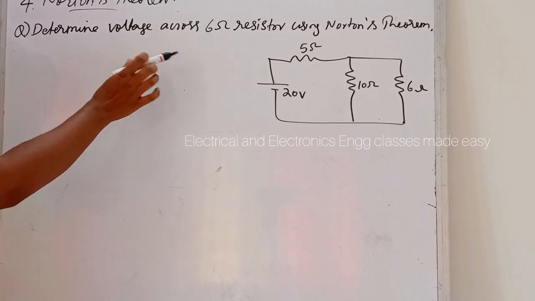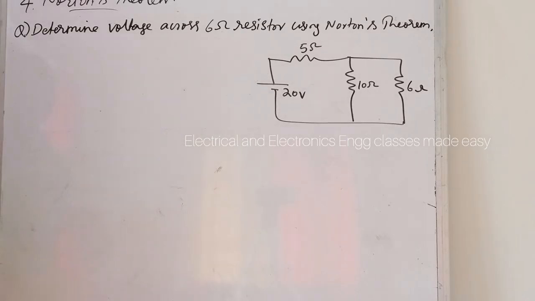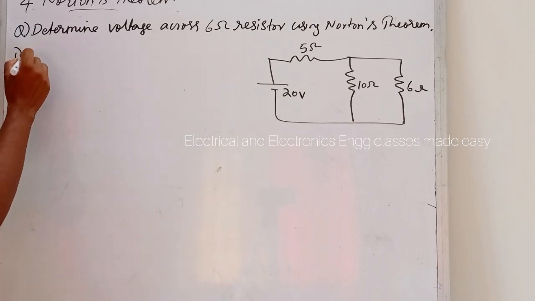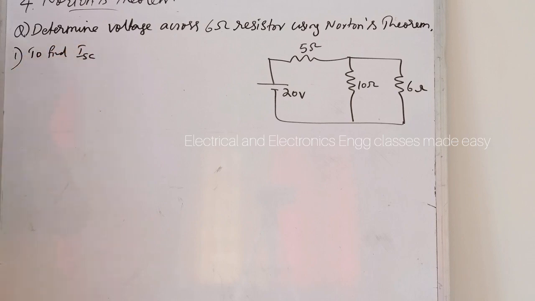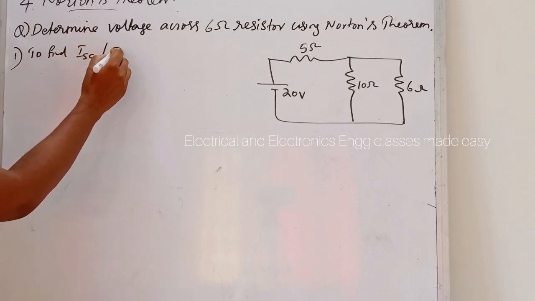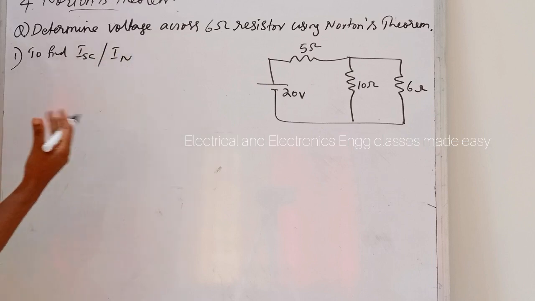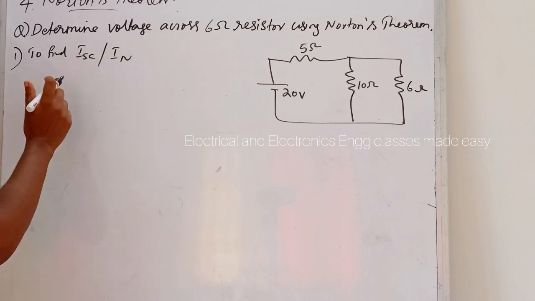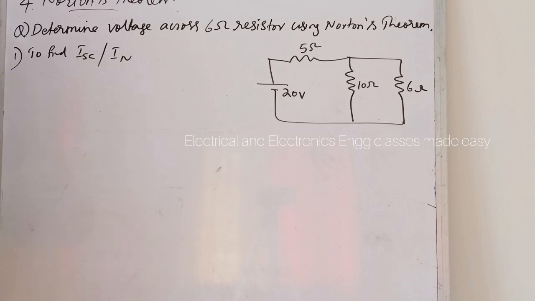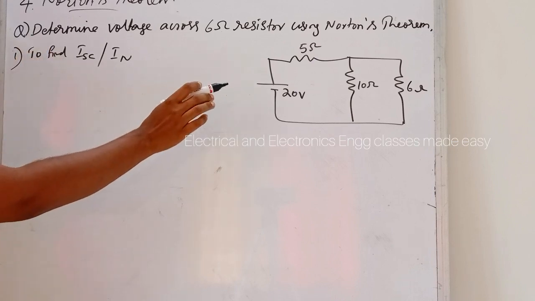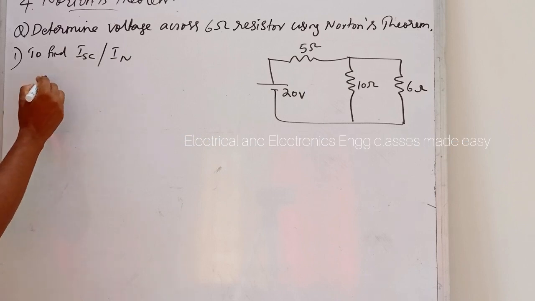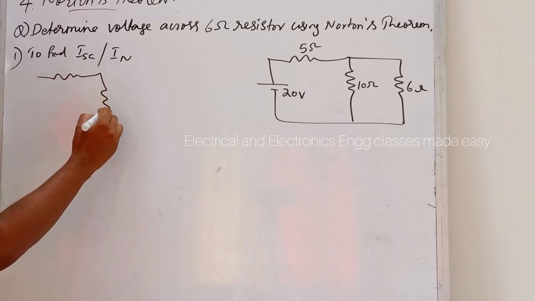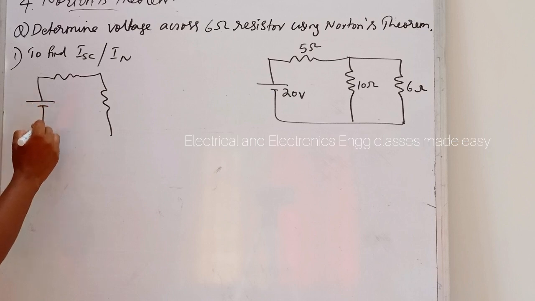Determine the voltage across the 6 ohm resistor using Norton's theorem. So this is the given network. The first step is to find ISC, that is the short circuit current, or we can denote it with IN, that is the Norton's current. To find ISC, we have to short circuit the load resistor. So redraw the circuit diagram. So it will be like this.